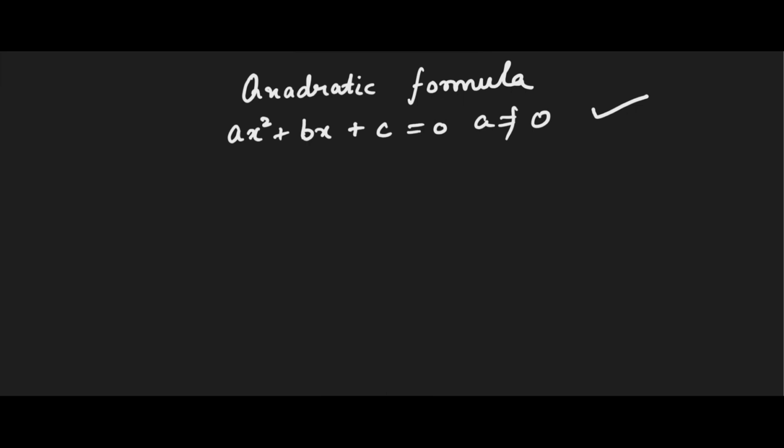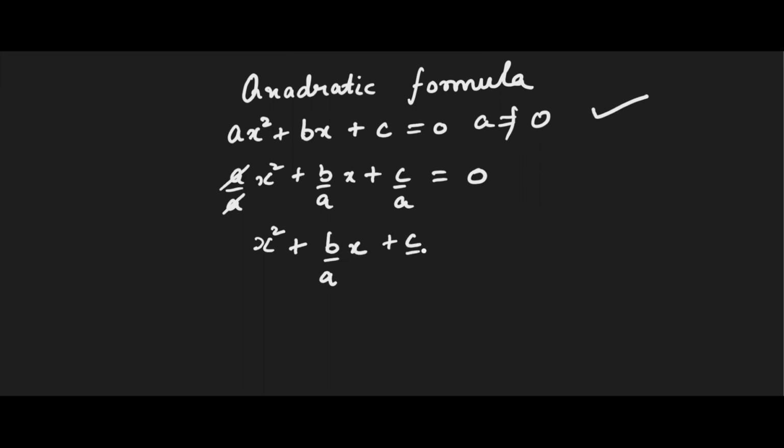Okay, so now the very first step will be to divide this entire equation by a. So let's divide by a on both the sides. Because we are able to divide by a because a is not equal to 0. Okay, so this gets cancelled out and we are left with x square plus b by a x plus c by a equals 0. Now take the constant term to the right hand side.